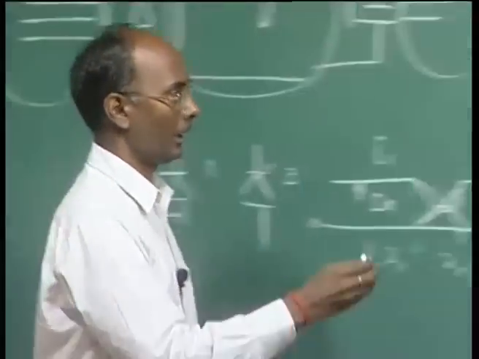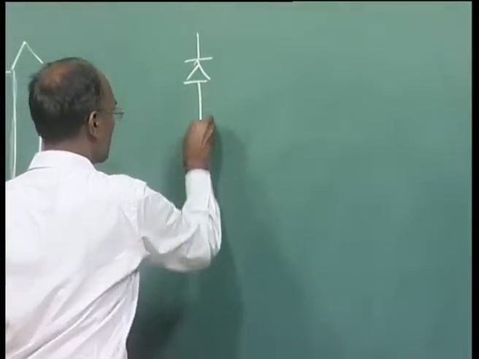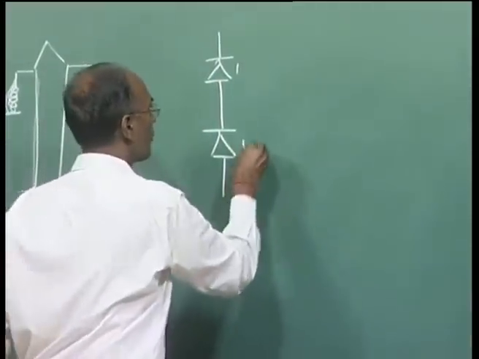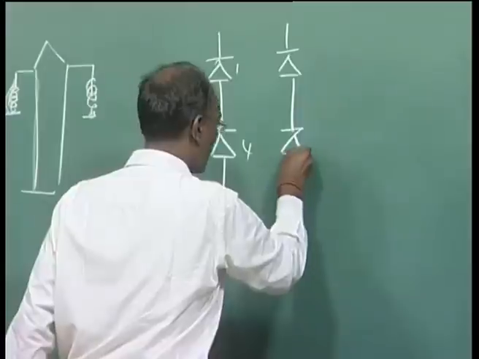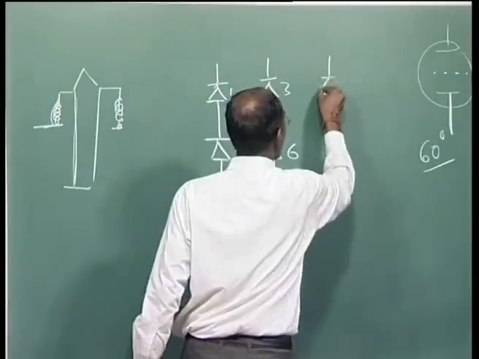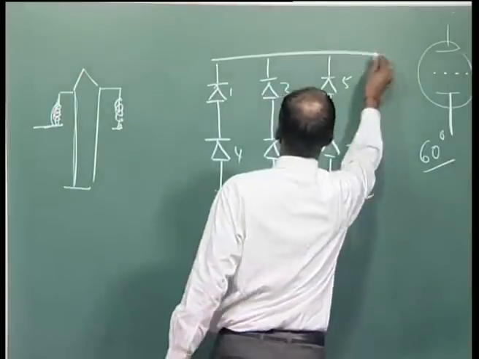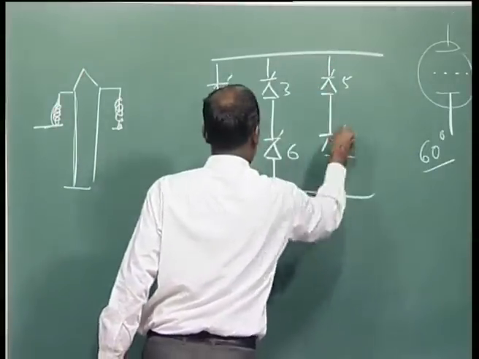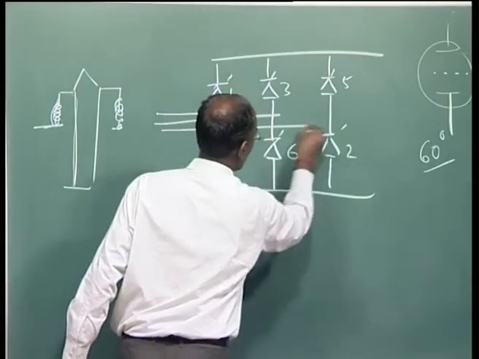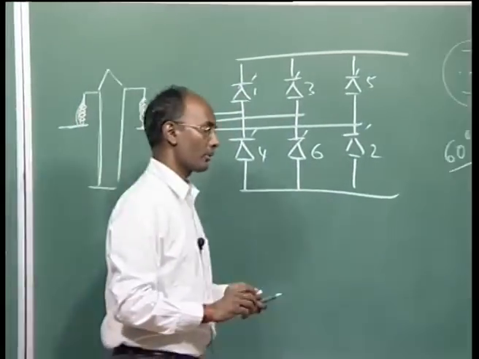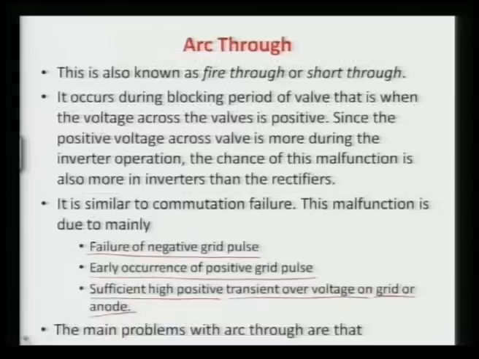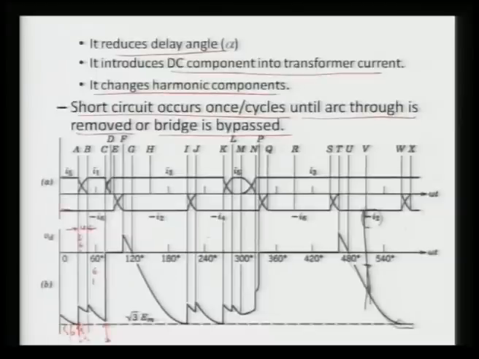To see this again, you remember this diagram, so let us draw it here. This is 1, 4, this is your 6, 3, here it is 5, here it is your 2, and this is the converter. This is phase A, phase B, and phase C. At this portion 6 and 1 are conducting, and here this arc through has occurred at this point. As I said, 6 and 1 were conducting.